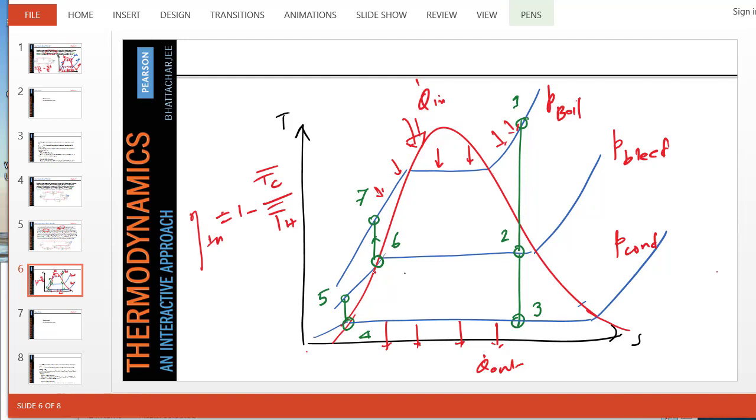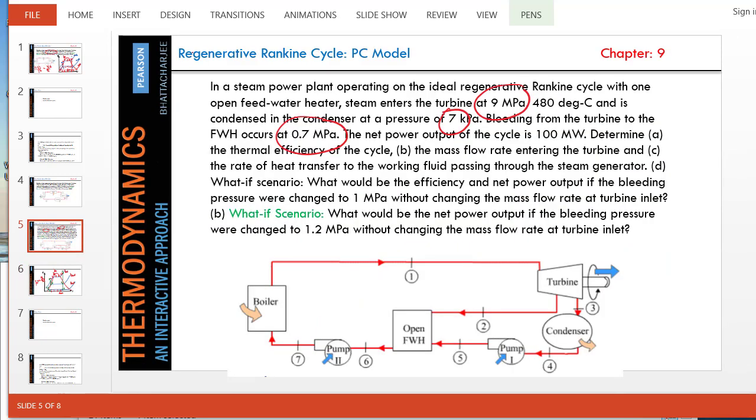So this is called regeneration, when you take heat from one part of the cycle and put it on another part. By doing so, we have increased Th bar without changing Tc bar. Therefore, you can see we expect the efficiency to increase. Okay, so let's get started with the solution.